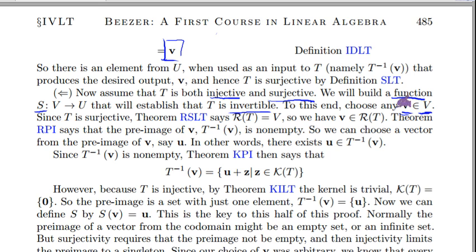All right, so in order to define a function from V to U, we have to define a function for any arbitrary vector v in V. So choose an arbitrary vector v in V. And since T is surjective, v is in the range. That means that the preimage is non-empty. There must be some vector u that maps to v. There must be some u in T inverse of v. That means that T of u is equal to v.